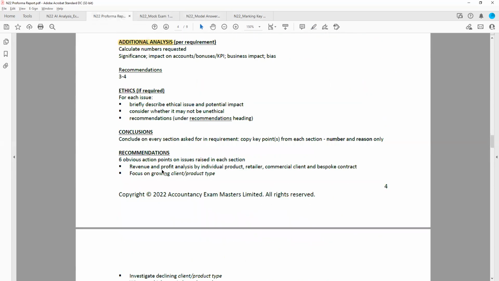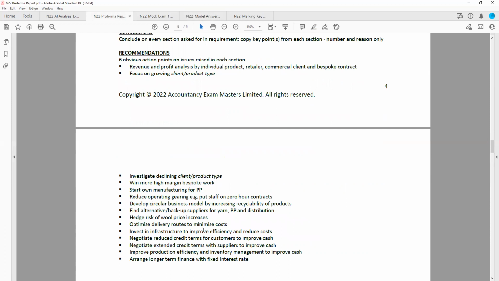So again, we could think of a few recommendations for requirement 1, almost in advance. It would be good to have profit analysis by individual product. We don't have that, do we? We can do profit analysis by client type, but not by product. So it'd be good to have that. So that's a good recommendation to have.